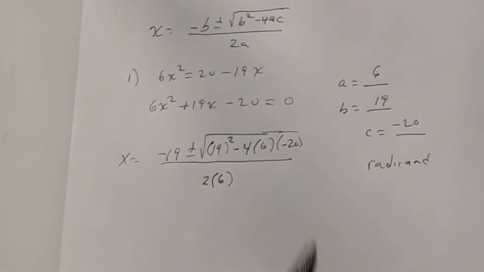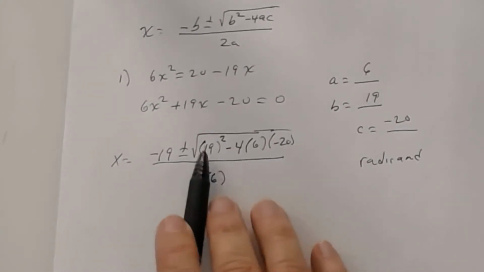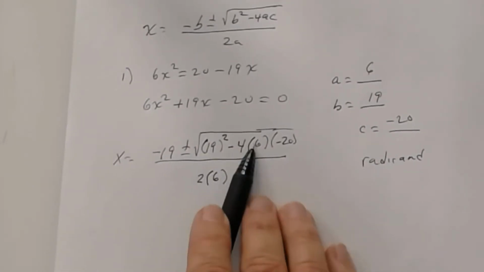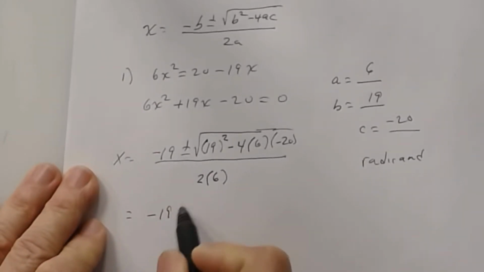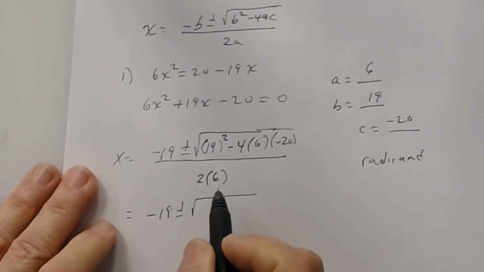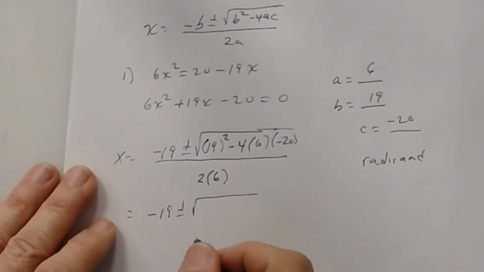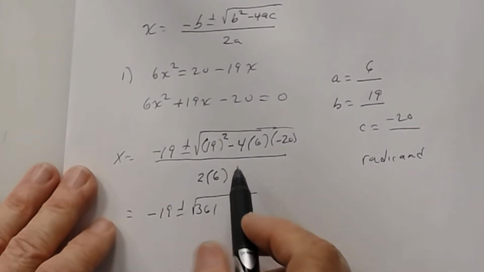Work with the radicand first. Now this radicand, Monday we're going to call it what instead? The discriminant. Okay, for right now just work with the radicand. All right. So x equals negative 19 plus or minus the square root of, you need your calculator. What's 19 times 19 in your calculator? 361? All right, listen carefully to the next part.